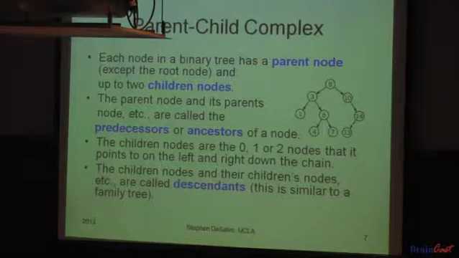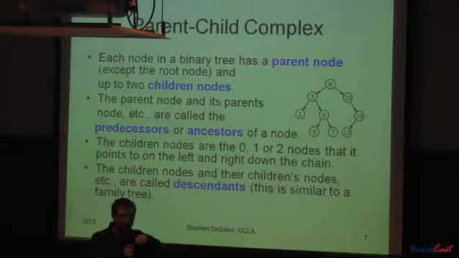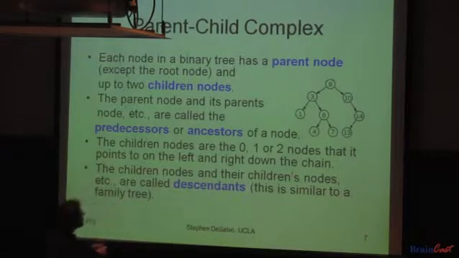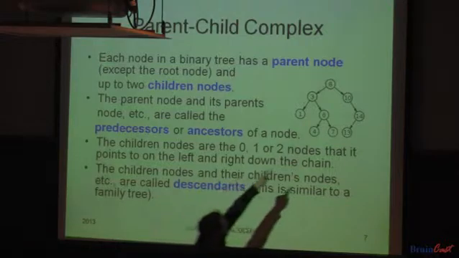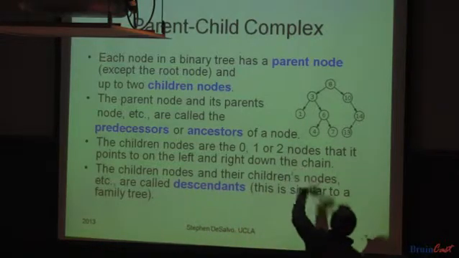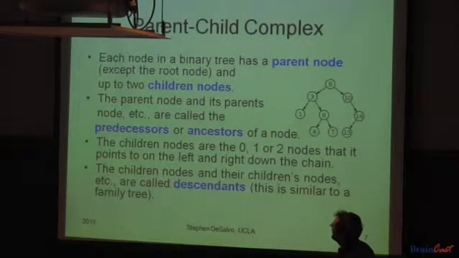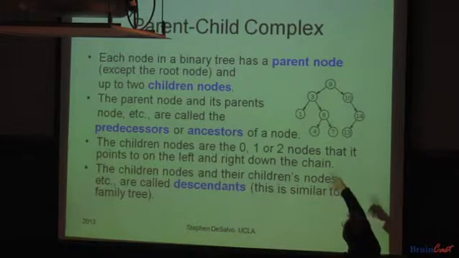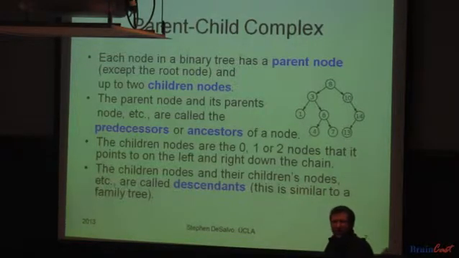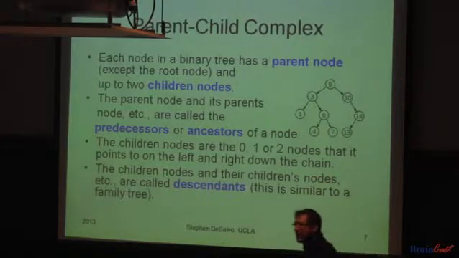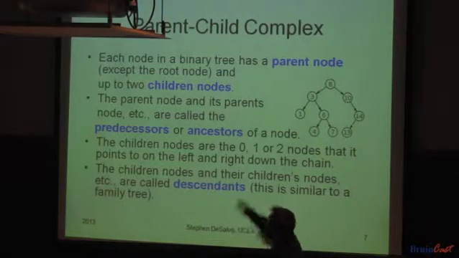Okay? So each node in a binary tree has a parent node, except the root node. The root node has no parent node. But each node has a parent node. It's just the node that's just above it, the one pointing at it. And then the parent has its own parent node, and you could call that the grandfather node or grandmother node. It doesn't really matter. But what does matter is that you pick a term like ancestor nodes or predecessor nodes.